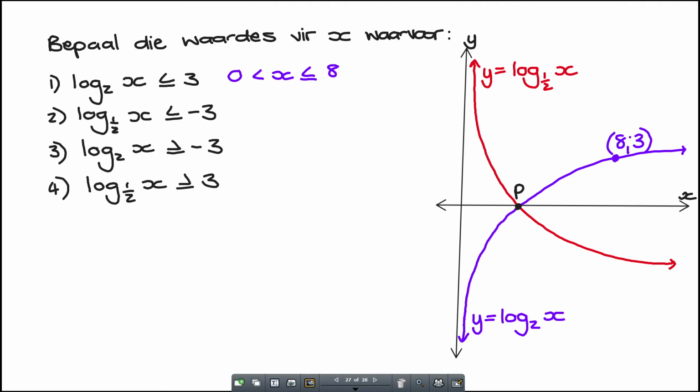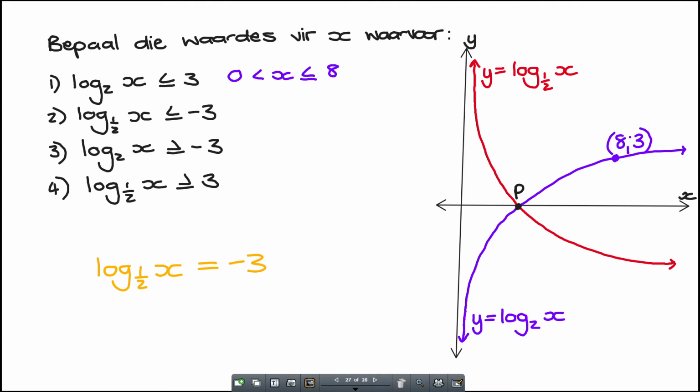Who wants to guess what those coordinates are? 8 and minus 3. Nee, want hierdie twee grafieke is mos 'n reflection in the x-axis, nee? But I'm going to show you how we work it out in any case. So jy sou gesê het, kom ons sê log a half x and we make it equal to minus 3. Nee, just to know where the coordinate would be.